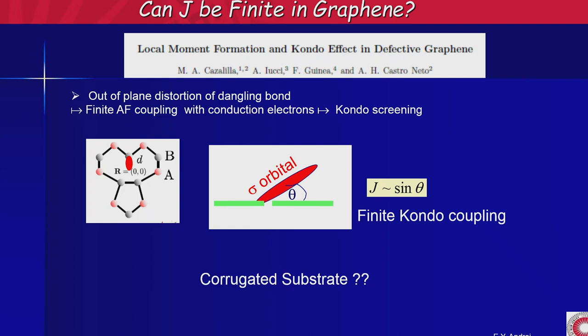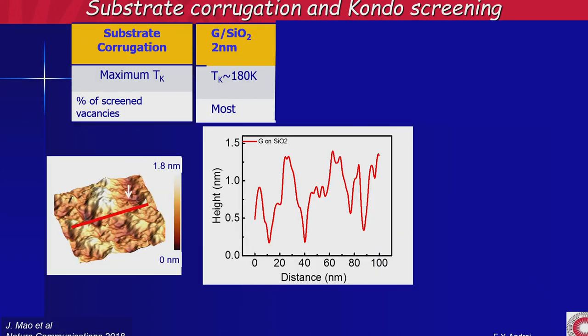So yes, we do have a corrugated substrate. So the coupling is actually a very simple function of the local curvature. Okay, so then we did the experiment on all sorts of substrates. So this is on graphene directly supported by silicon dioxide, which is very rough. And we can measure the height fluctuation with AFM. You get about 2 nanometers amplitude here along this line. And in this sample, the maximum TK is 180 Kelvin. It's huge coupling. And most of the vacancies we look at have a Kondo peak.